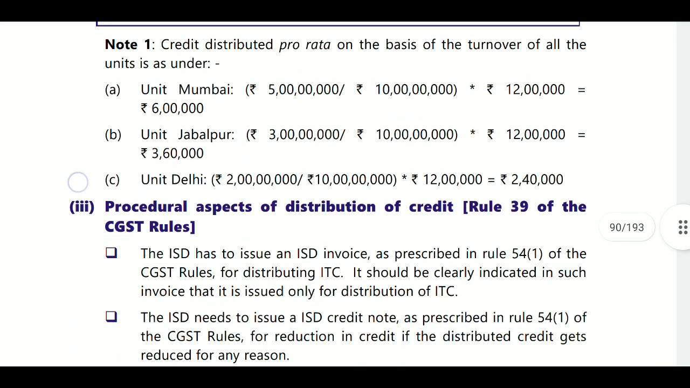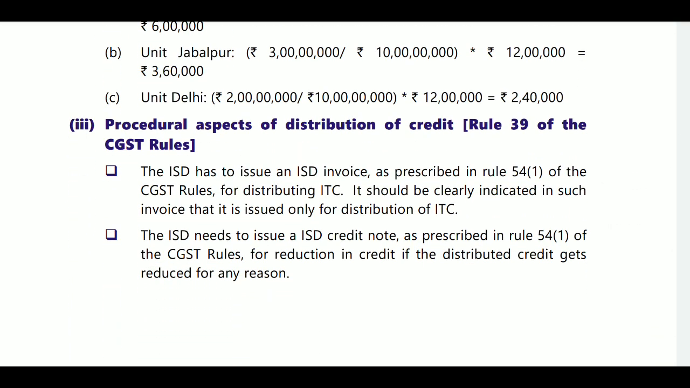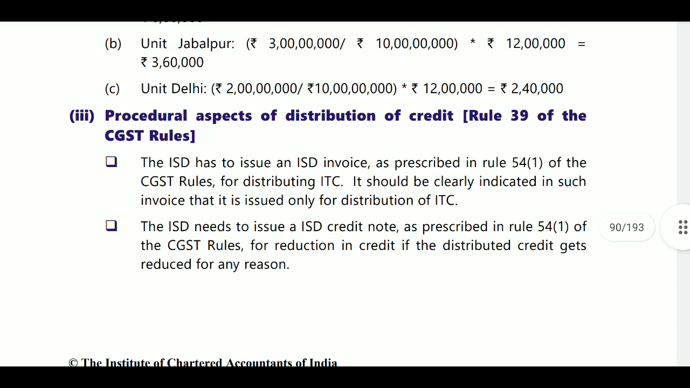Here, the procedure for distribution of credit, Rule 39 of CGST Rules, will be considered. When considering this, you must ensure that the ISD has issued the ISD invoice. Here the Mumbai branch is the ISD, so you must issue the ISD invoice as prescribed in Rule 54 of CGST Rules for distributing the ITC.